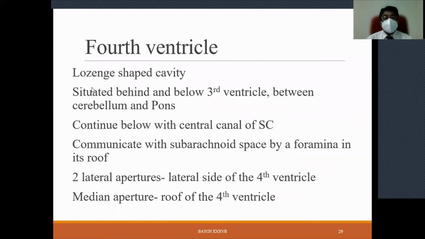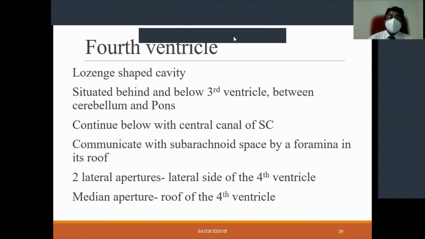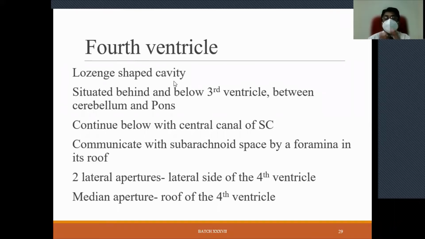Then the fourth ventricle, it says that the fourth ventricle is a lozenge shaped cavity, right? It's the shape of a lozenge.